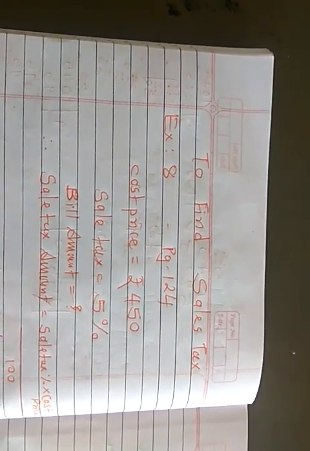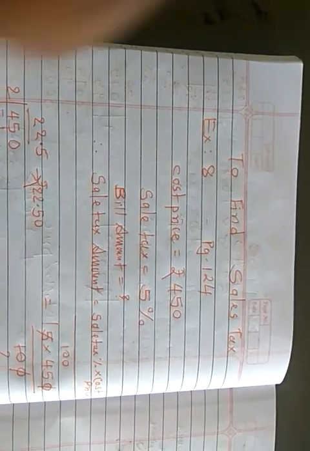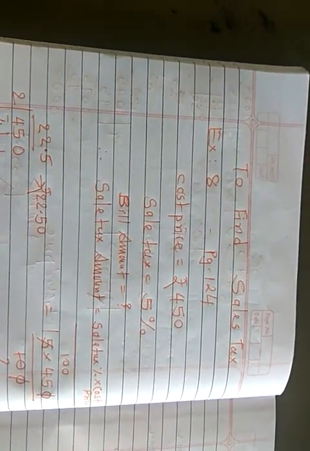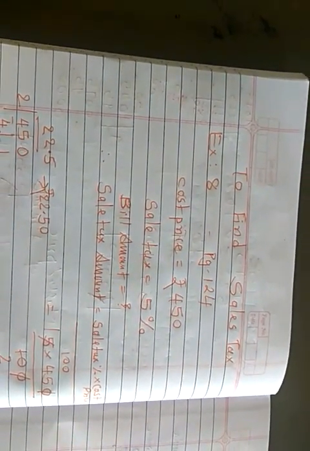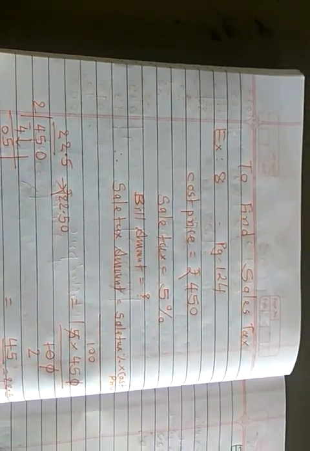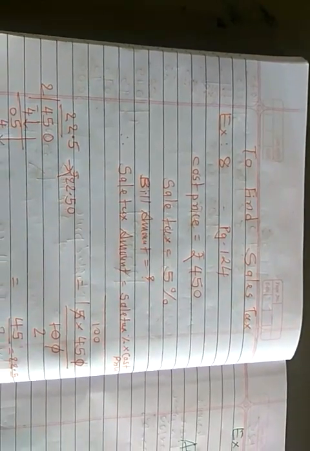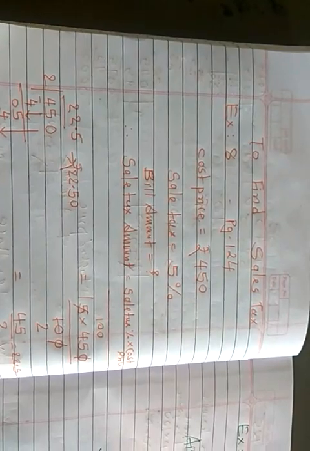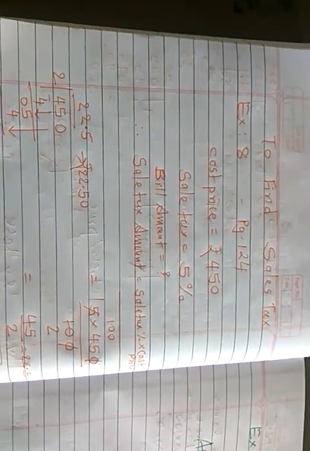Here the next topic is how to find sale tax. Now example number 8, page number 124. You read the question. Cost price is 450 rupees, sale tax 5%, and you have to find the bill amount. So how do you find it? Students, whatever the sale tax is given, first of all you convert it into an amount. So sale tax is always given on your cost price or mark price.